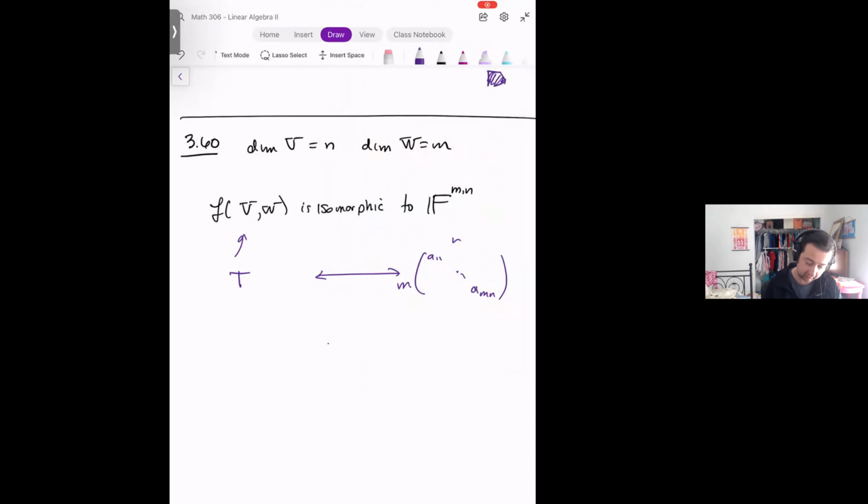I should point out here that with this isomorphism we have to be a little bit careful, because the particular matrix that you get, the matrix that represents T, depends on the basis you picked.